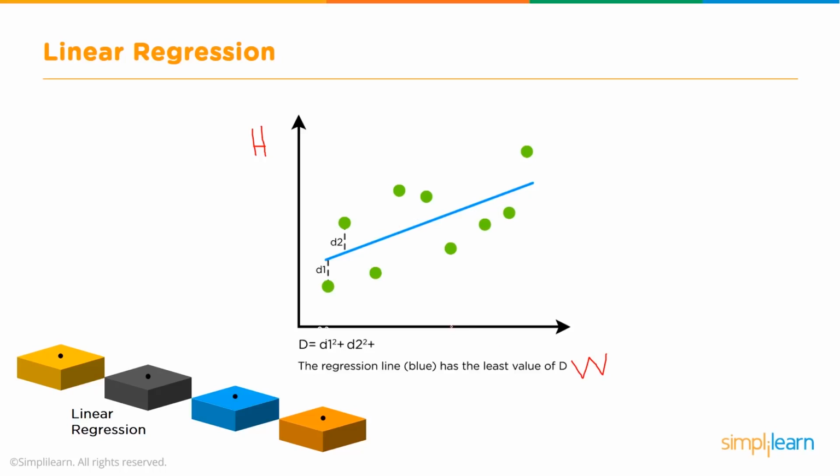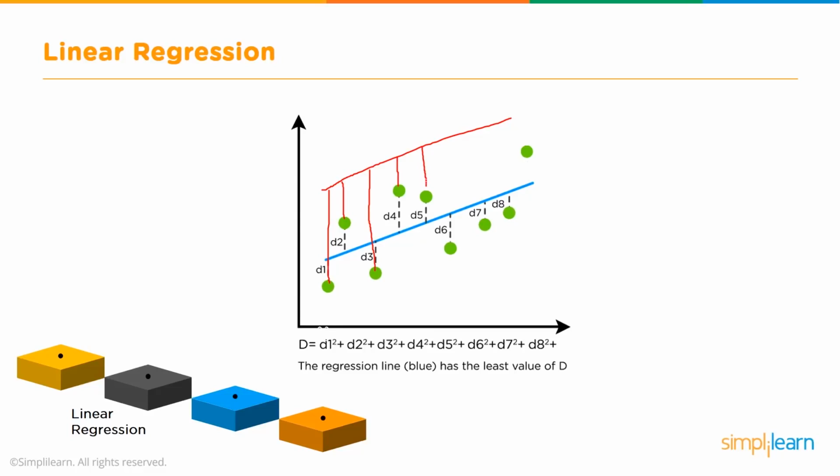So the green dots are the various data points. And D is the mean squared error, that is the perpendicular distances from the line to the data points are the error values. This error tells us how much the predicted values vary from the original value. Let's ignore this blue line for a while. So let's say if this is our regression line, you can see the distance from all the data points from this line is very high. So if we take this line as a regression line, the error in the prediction will be too high.